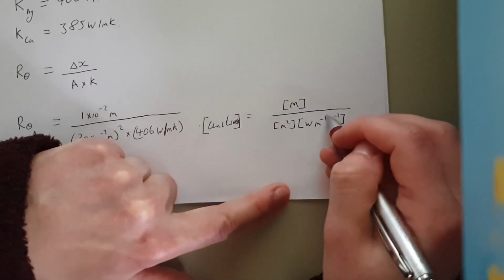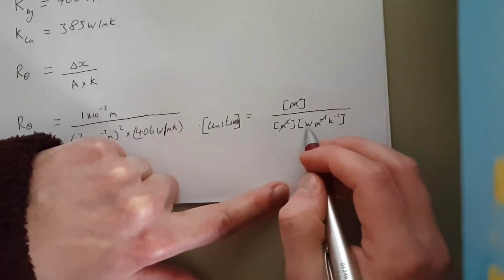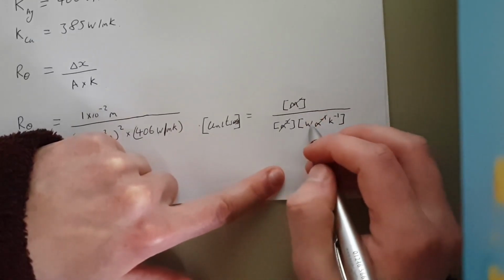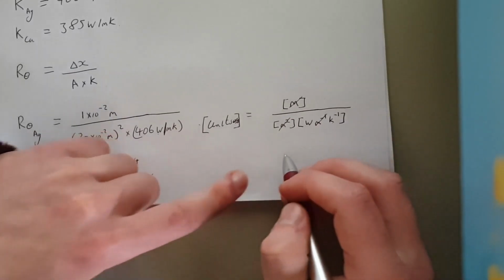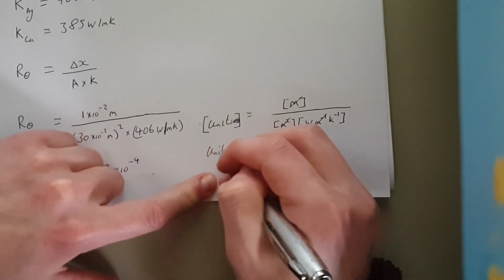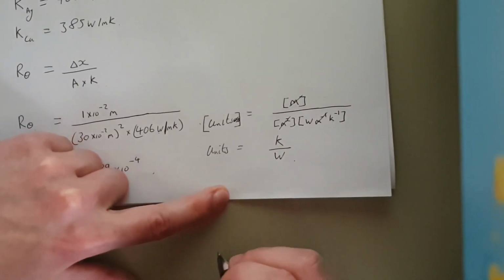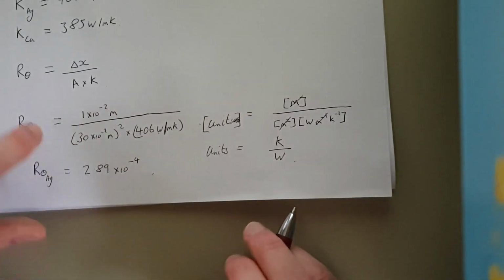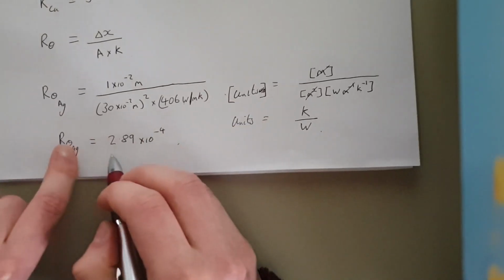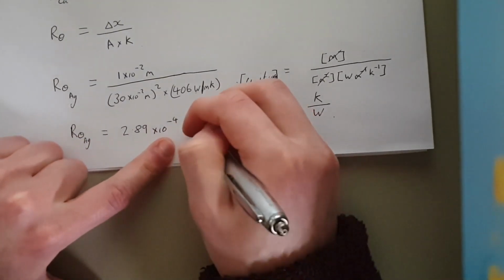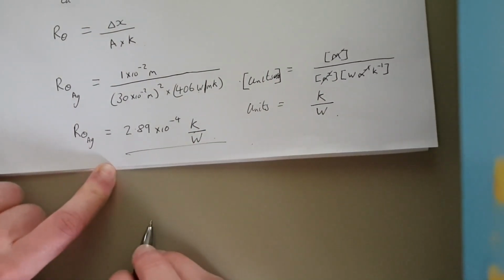We can cancel one of these with one of these, and then cancel this one with this one, and that leaves us with 1 over watts over Kelvin. Sounds confusing, but we can just move this up here and say that units are equal to Kelvin per watt. I encourage you to have a little go at doing the units to just see where that comes from. But yeah, so the units of our resistance are then Kelvin per watt. So that should be our resistance for Ag, for the silver.